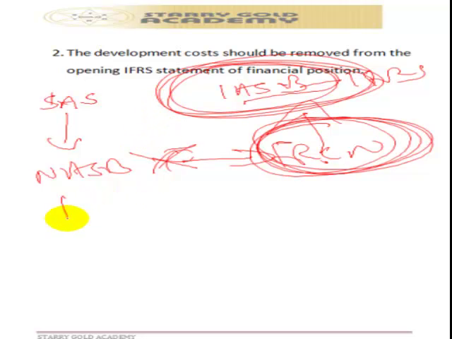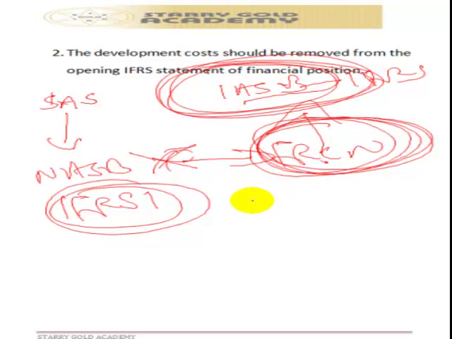Now, IFRS 1 is for only 1 year. That is the year the company is converting to IFRS. After the year of conversion, IFRS 1 is no more again. That is, a company will stop using IFRS 1 after its conversion period. It is only applicable in the year of conversion only.